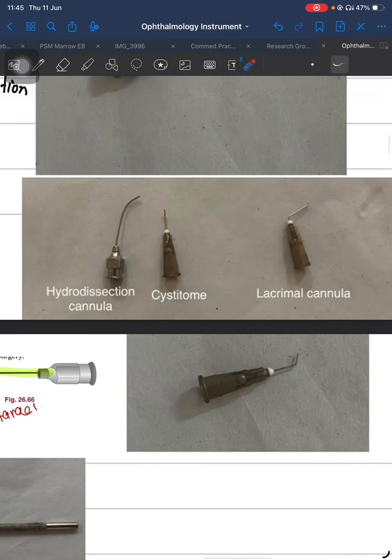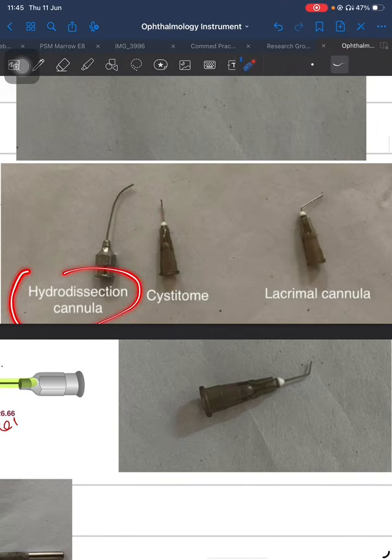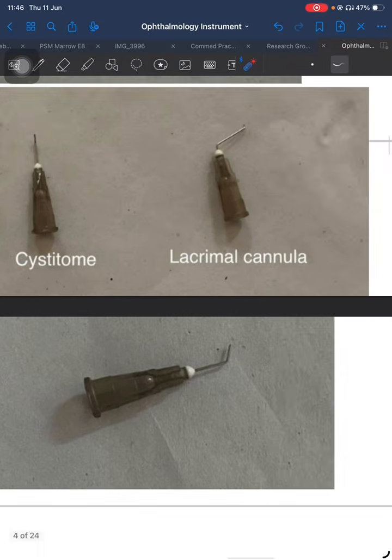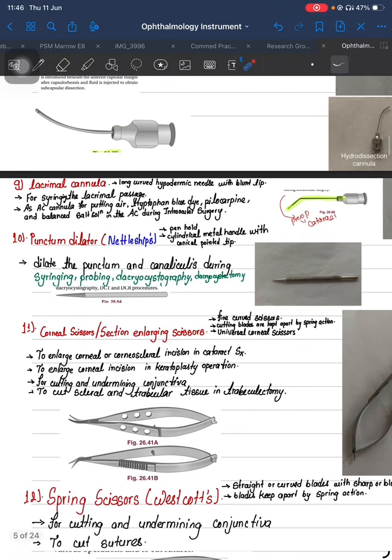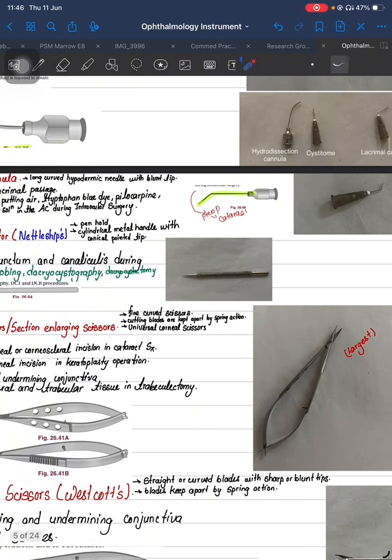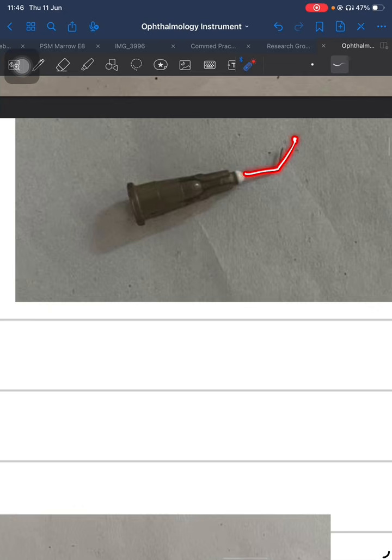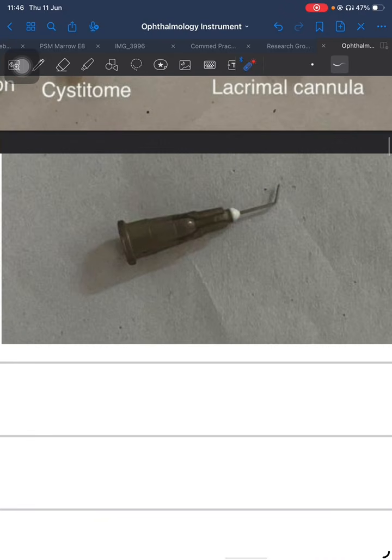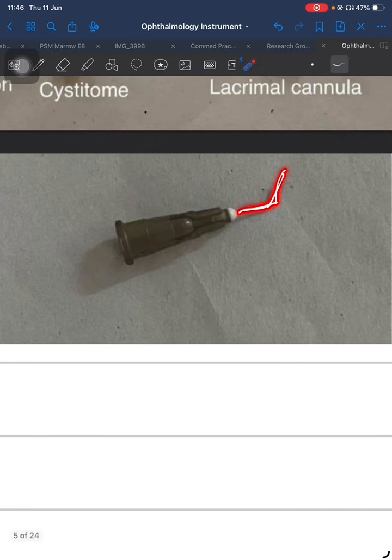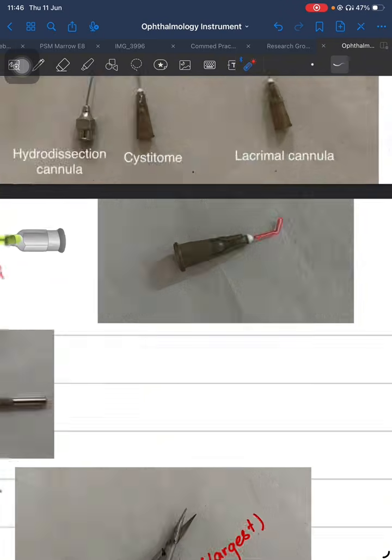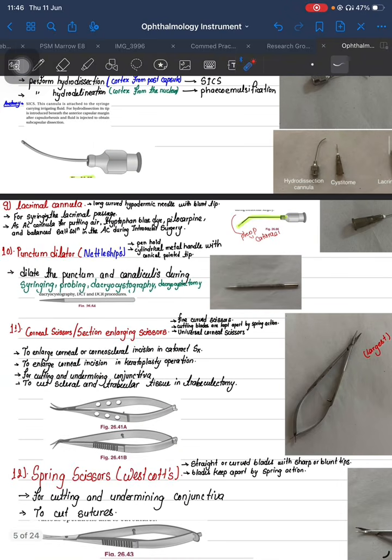And here we can compare the three pictures. This one is the hydrodissection cannula with a curved margin, and this is the cystitome, and this one is the lacrimal cannula. And again, let's discuss the lacrimal cannula. This one is the lacrimal cannula, curved, with a pointed tip at the ending part.